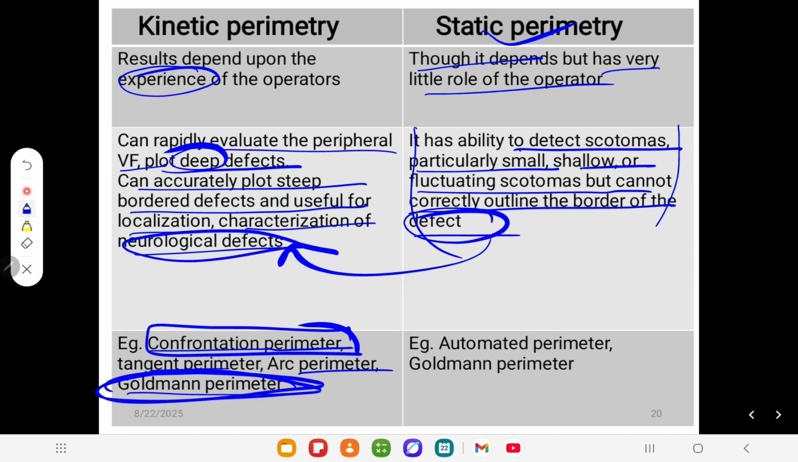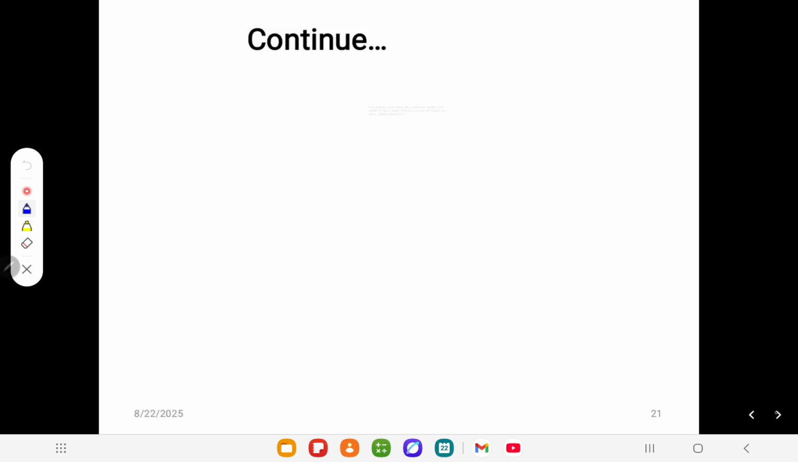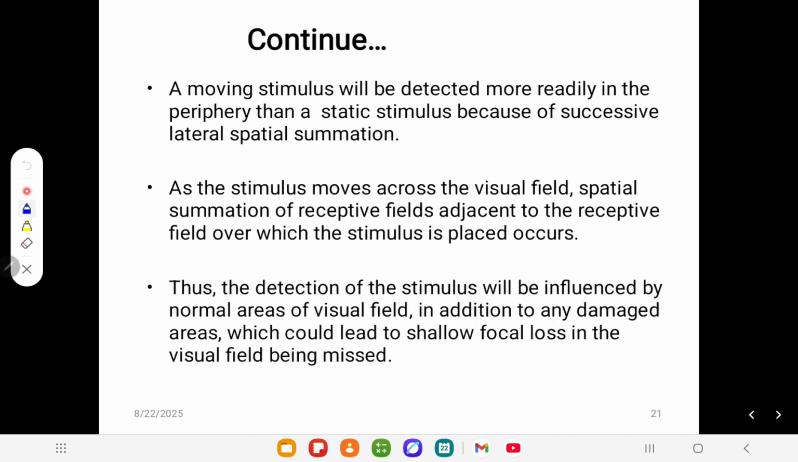And static perimetry, automated perimetry, especially Humphrey, is the gold standard currently. From Goldmann perimetry too, we can do static perimetry, but not that often. But automated perimetry, in case of Humphrey perimetry, I am definitely going to delve into it in about 10 or 12 presentations.